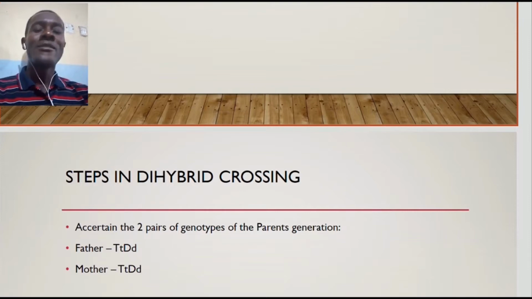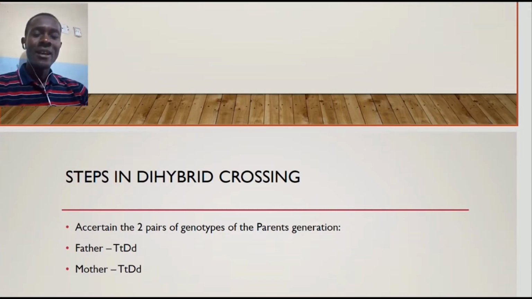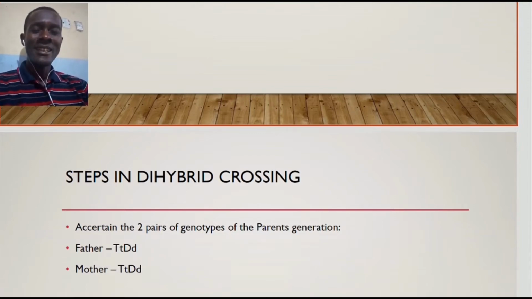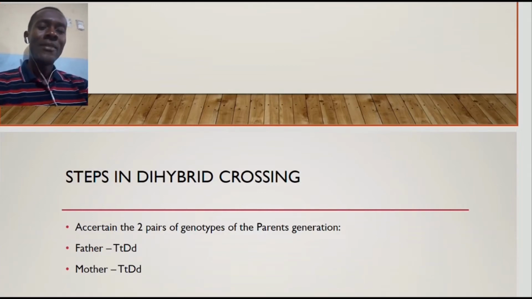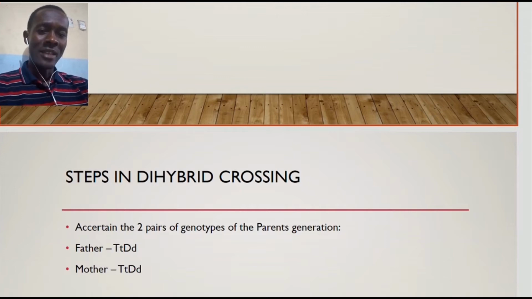The father's genotypes for the two traits are going to be heterozygous dominant tall gene, as you can see on your screen, and recessive short gene. That is for the height. Then for his complexion, we're going to have homozygous dominant dark gene and recessive fair complexion gene, all combined together. And because they are two traits, that's why we call it dihybrid.